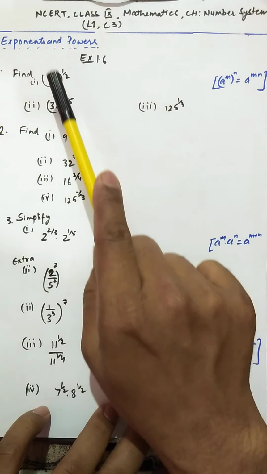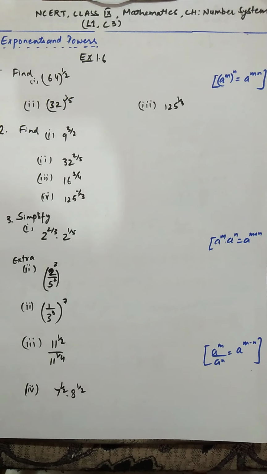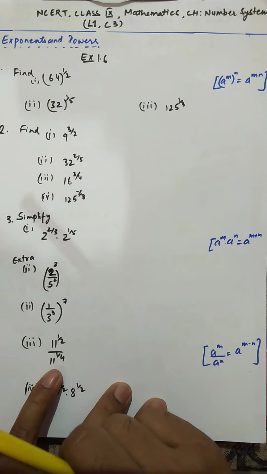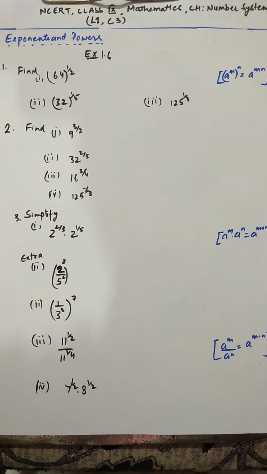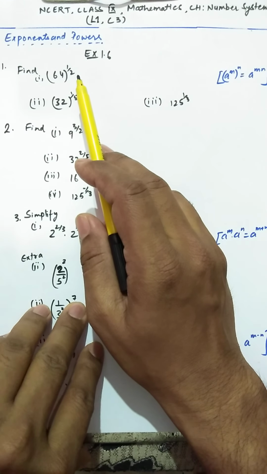Now we are going to start our new exercise 1.6, which is based on exponents and powers, and you have learned this in class 8th also. But the difference from 8 to 9 is that earlier you had all these exponents as natural numbers, whereas this time your exponents will be in rational number form, which you can see in the first question: 64, and the exponent is 1 by 2.